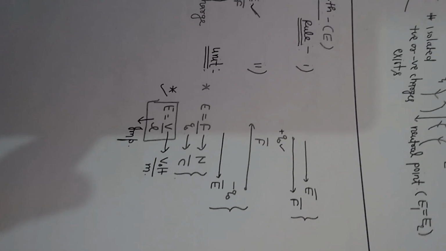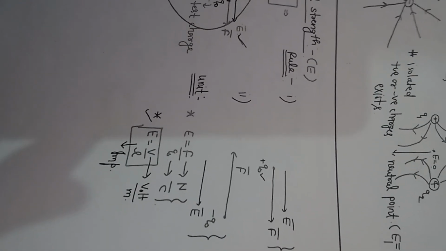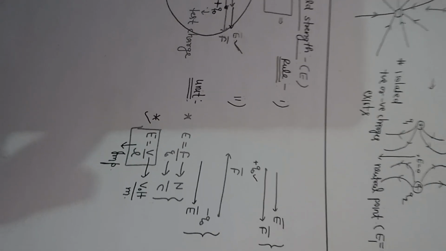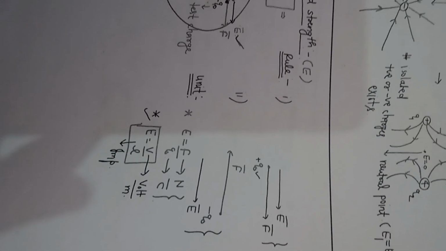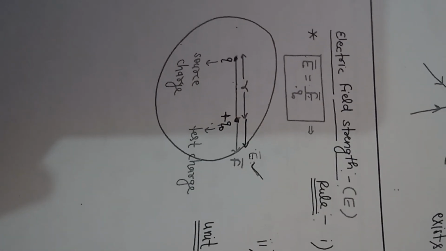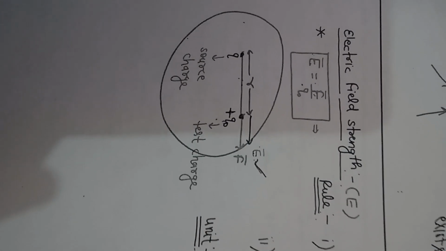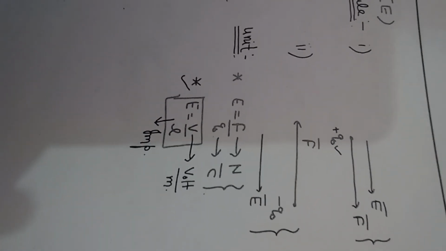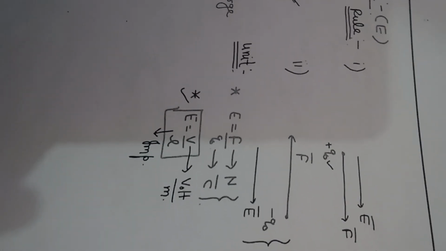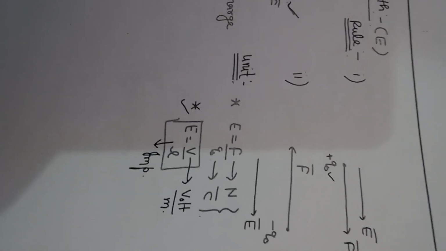Here there are two cases. When a positive charge is placed, the force will act in the direction of the electric field, and when a negative charge is placed, the force acts in the opposite direction of the electric field. Here you can see Q is the source charge, Q naught is the test charge, and we have to find the electric field strength. So E is equal to F upon Q naught, and its unit is newton upon coulomb. Also E is equal to V upon L, so its unit is volt upon meter.